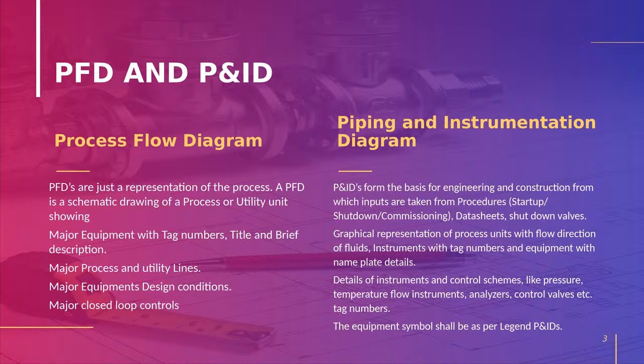So first, we are going to see the process flow diagram. A process flow diagram is just a pictorial representation of the process. It is only showing a schematic diagram of the entire process unit or any utility unit. This will show only major equipment. It will not show each and every line or any small lines. It will show only major equipment with its tag number and basic details. Then its design conditions and some instrumentation loop controls, everything is available in the PFD. All major equipment will be covered in the PFD.